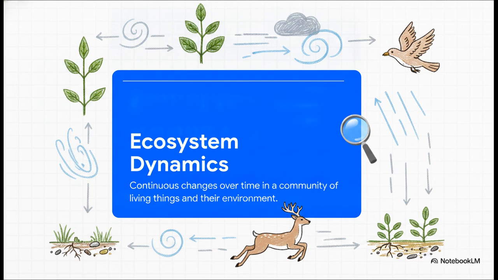Plants are growing taller, animals are constantly moving around looking for food, the weather patterns are shifting, even the dirt and soil are changing. All of these moving parts interacting together, the living creatures and the non-living environment, that whole shebang is what we call ecosystem dynamics.